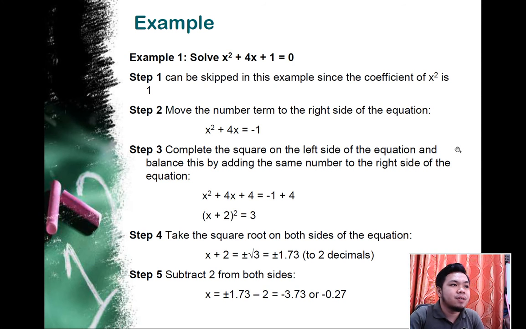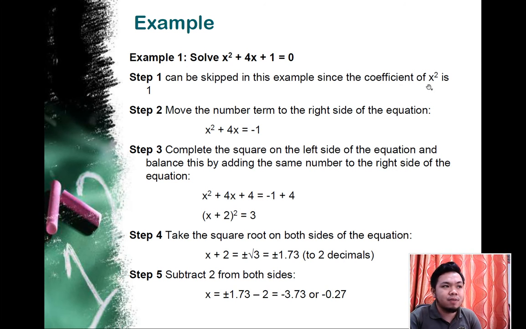Example natin. So, x squared plus 4x plus 1 is equal to 0. So, again, step 1, pwede natin skip kasi meron na tayong coefficient which is equal to 1. Diba po sa x squared? Step 2, move the number term to the right side of the equation. So, x squared plus 4x is equal to negative 1. Ito yung original natin na equate to 0. So, nilagay ko lang siya sa right side, yung 1. So, from positive 1, magiging negative 1.